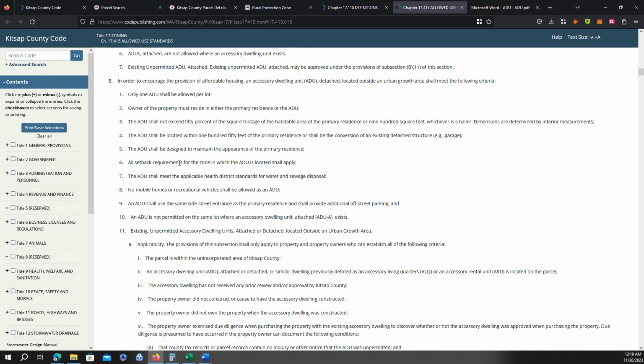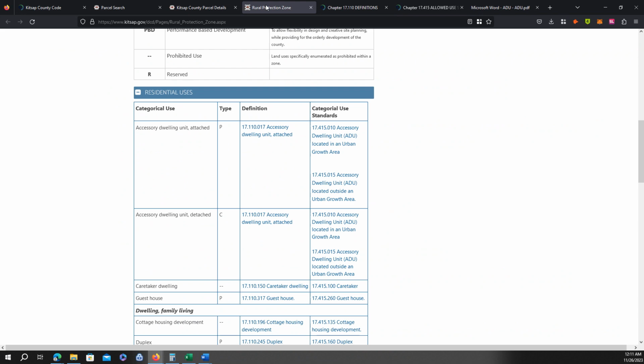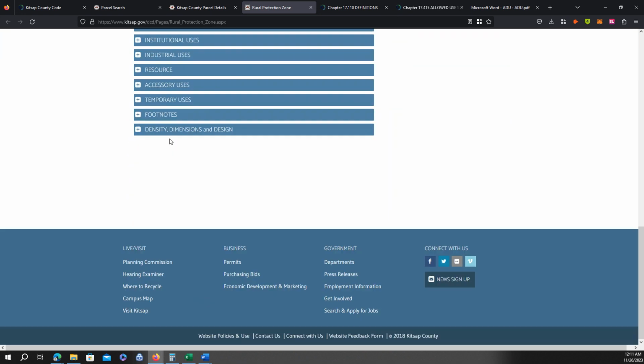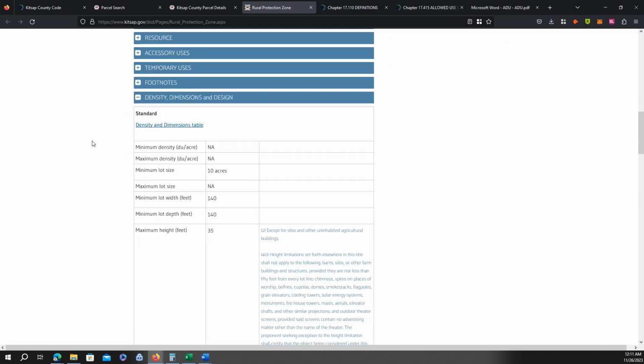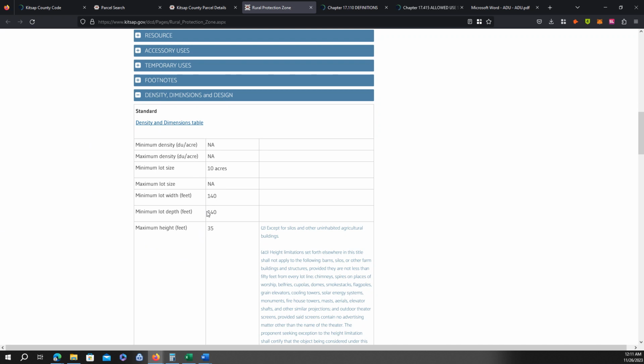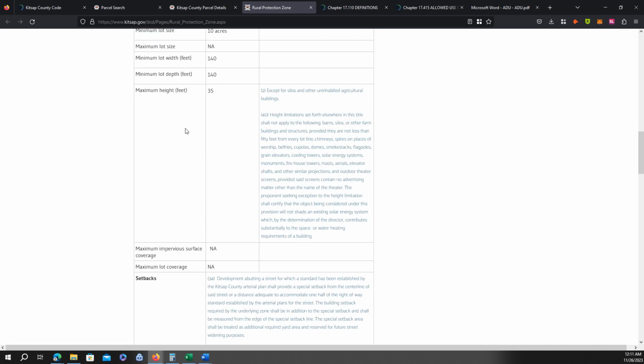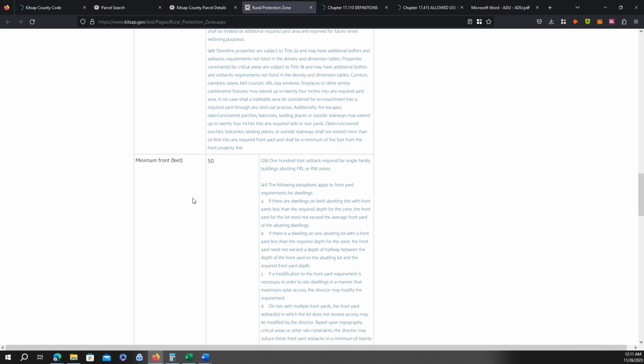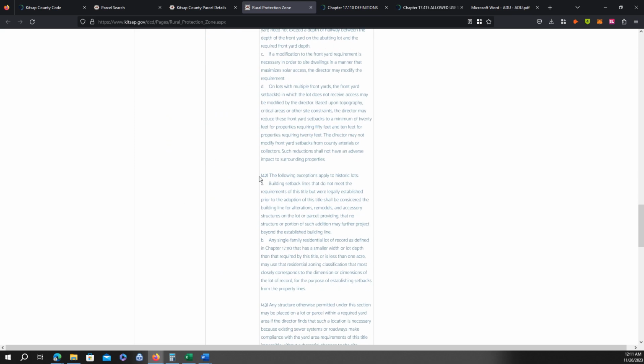6. All setback requirements for the zone in which the ADU is located shall apply. Just like in the section for attached ADU codes, I'll go over it again here. In this quick reference page, at the bottom, you'll see density, dimensions, and design, and you can expand that and see all the requirements for the zone. Width and depth, don't really need to worry about that. You're not creating a parcel, but there's the setbacks. And then, of course, again, footnote 42B applies.